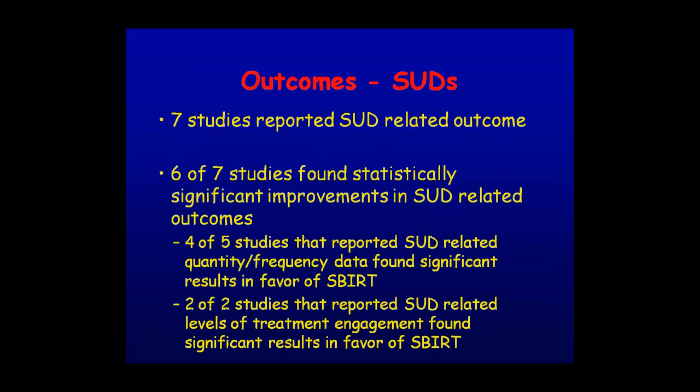Substance use disorder, 7 studies, and not really very good, but not very bad in a sense. 6 of the studies found statistically significant improvements, which is really great. Improvements of what? The quantity and frequency, obviously in favor of the SBIRT. And in fact, 2 of the 2 studies that reported SUD-related levels of treatment engagement found significant results in favor of SBIRT. Which means that the SBIRT has helped more than treatment as usual to get people into treatment. So the SBIRT was effective in getting people into treatment.